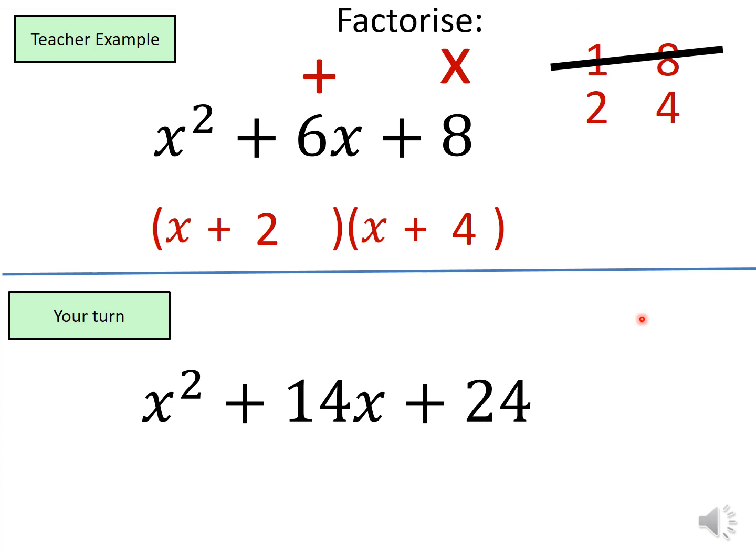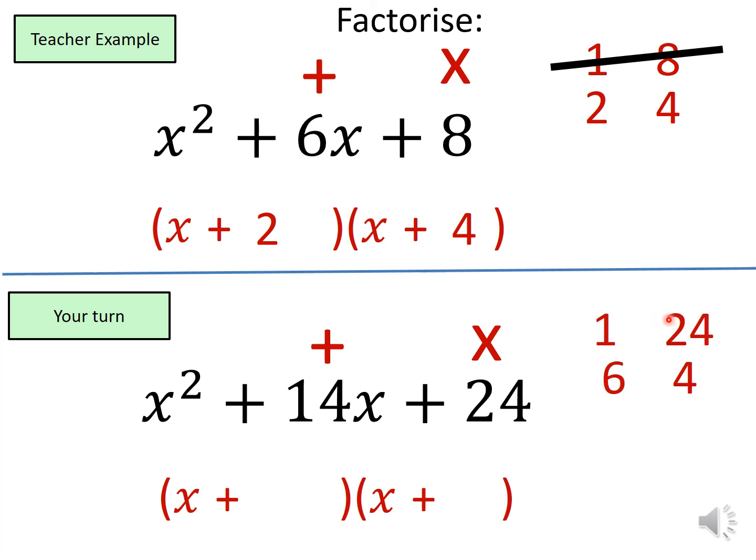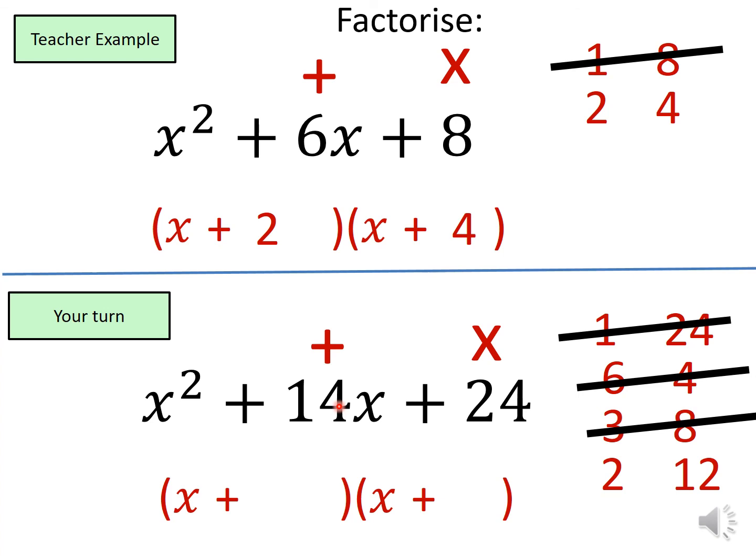Okay, let's go through the answers. The first thing you do, you put plus and times. And then you know what your answer is going to look like, x, and then plus and plus. So what numbers are going to give you 24? 1 and 24, yeah. 6 and 4, 3 and 8, and one more, 2 and 12. So there's no way 1 and 24 is going to give you 14, so it can't be that one. 6 and 4, no way that gives you 14. 3 and 8, no way. But 2 and 12, can that give you 14? Yes. So your numbers are 2 and 12. So you put your numbers 2 and 12, and it doesn't really matter in which order you put them. You can put 2 and 12, or you can put 12 and 2. It doesn't really matter.